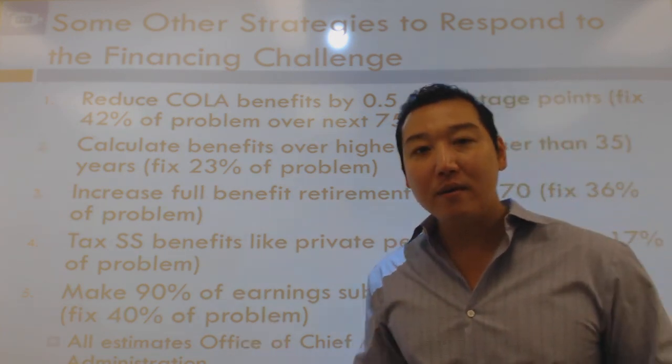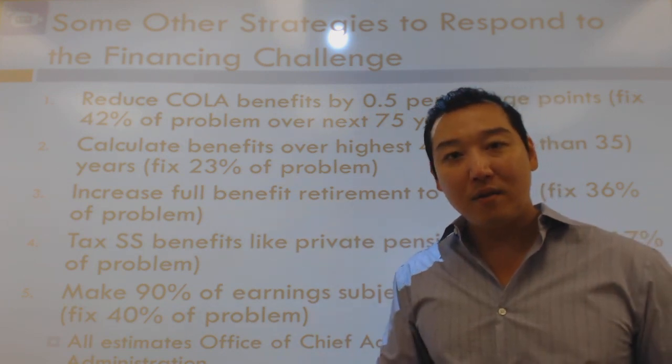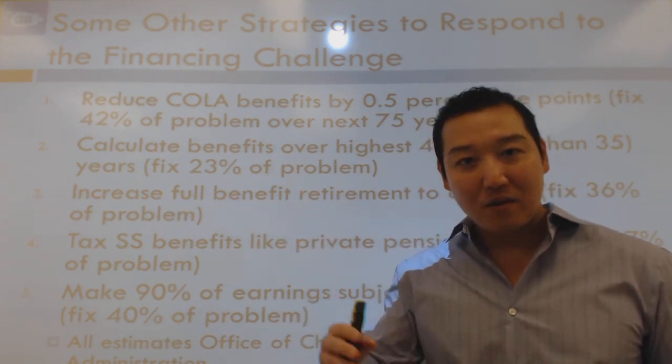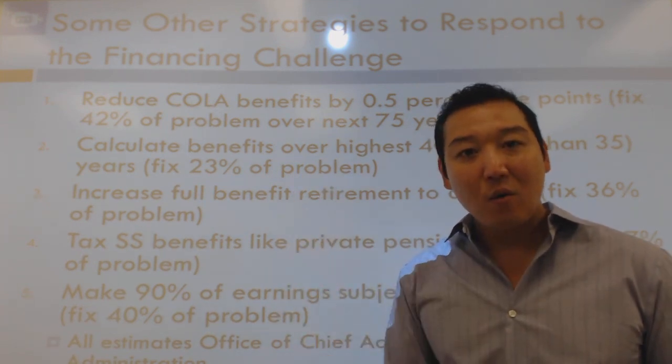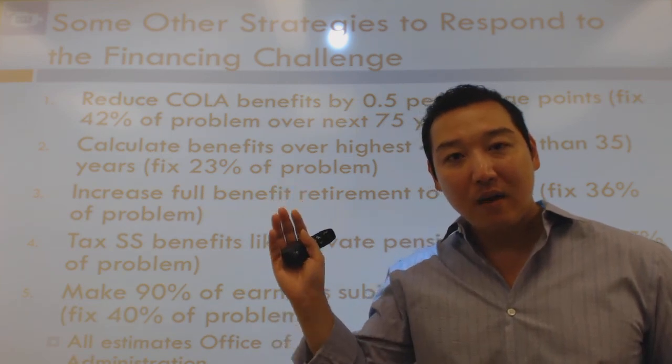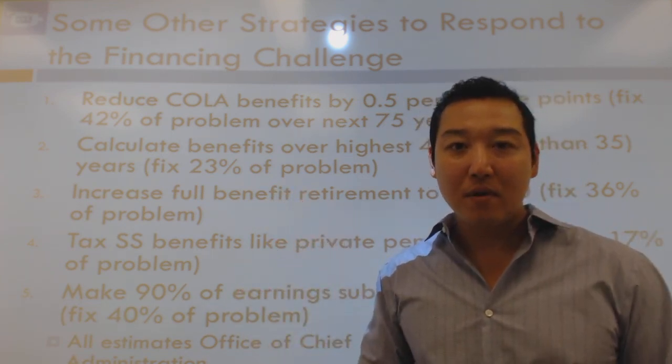And then finally, the one strategy that seems to be most popular among social work students, and that's with respect to the tax. We saw how the tax is capped, and that capped amount changes every year. Why not make 90% of all earnings subject to the Social Security tax? That's the strategy that's often proposed.